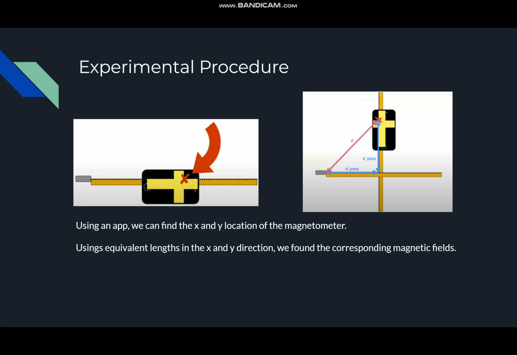Now, as far as the experimental procedure, using an app, we found the X and Y location, the coordinates of the magnetometer. We used a special app that was listed in the lab to do this, and we used a piece of tape and a ruler. That's the left hand image you see there. And for the right hand image, we used equal lengths in the x and y direction, and using those lengths we found corresponding bx, by, and bz magnetic fields.